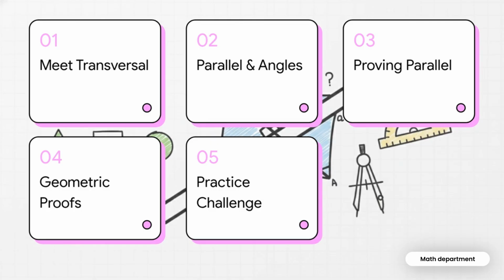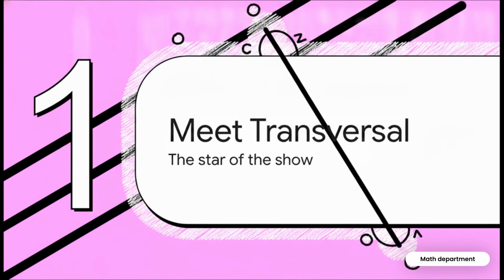Here's our game plan for today's explainer. First, we'll meet the transversal, then explore parallel lines and their angles. After that, we'll look at how to actually prove lines are parallel, tackle some step-by-step geometric proofs, and finally, end with a pause and practice challenge. All right, let's jump straight into section 1.